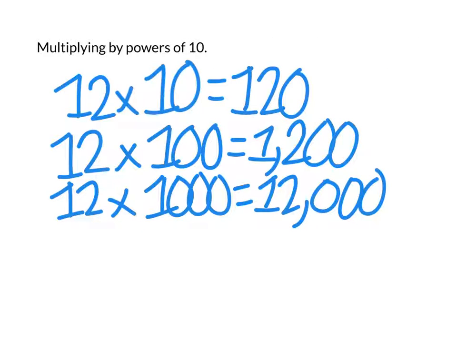It is also important to remember multiplying by powers of 10. As we see with 12 times 10, 12 becomes 10 times bigger and becomes 120. 12 times 100 means 12 is becoming 100 times bigger, so now it's 1,200. And 12 times 1,000 means 12 is becoming 1,000 times bigger, so now it's 12,000.